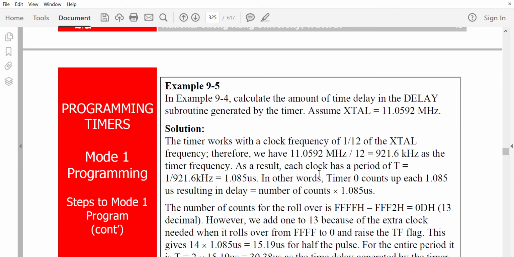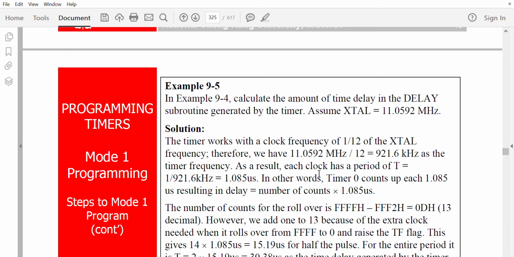So from FFF2, it will start to count, and it will count up to FFFF, and also it will count one more pulse, which is 0000. Only when it goes from FFFF to 0000 will TF be equal to 1, and only when TF is equal to 1 will it come out of the loop. So that 0000 should also be taken as a count.